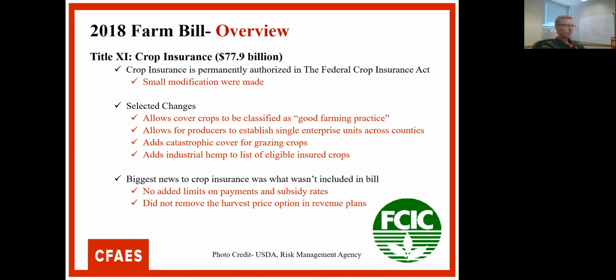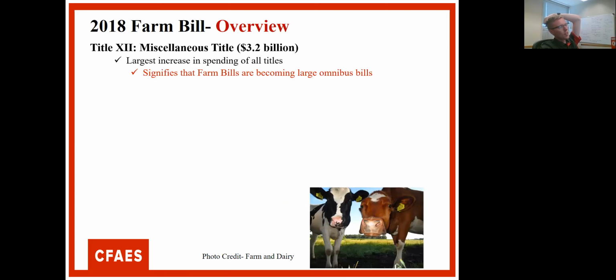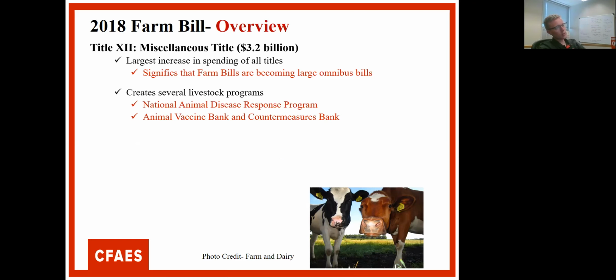And then, like I said, the biggest news to crop insurance was what wasn't included in the bill. No added payment limitations or cuts to subsidy rates, and it did not remove the harvest price option from revenue insurance plans. The miscellaneous title, as I said, was one of the major increases within the Farm Bill. A couple of big things that came out of this was the livestock programs, the National Animal Disease Response Program, as I mentioned, talking about preventing the spread of disease in the United States, and then having an animal vaccine bank and countermeasures to prevent outbreaks of harmful diseases if they ever do happen.